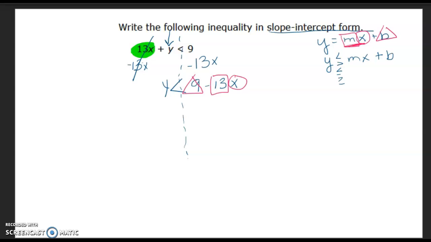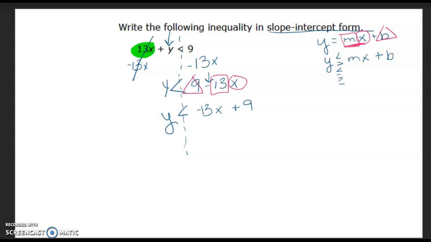I don't have to touch this y. He stays. Inequality. And then do not forget that minus sign. That is a minus 13x, so minus 13x. And it is a positive 9. Your final answer would be y is less than negative 13x plus 9. I apologize for the handwriting ahead of time.